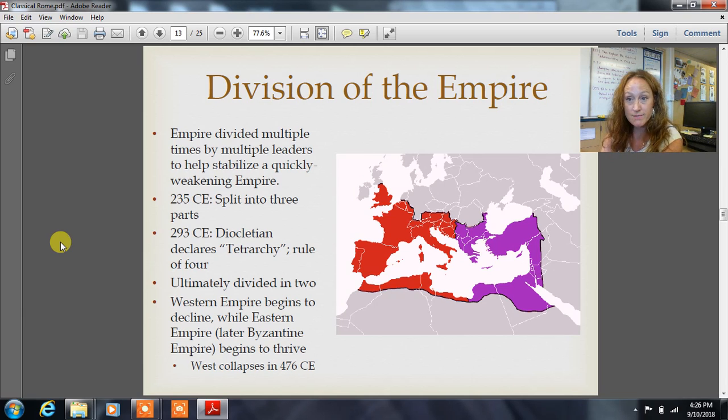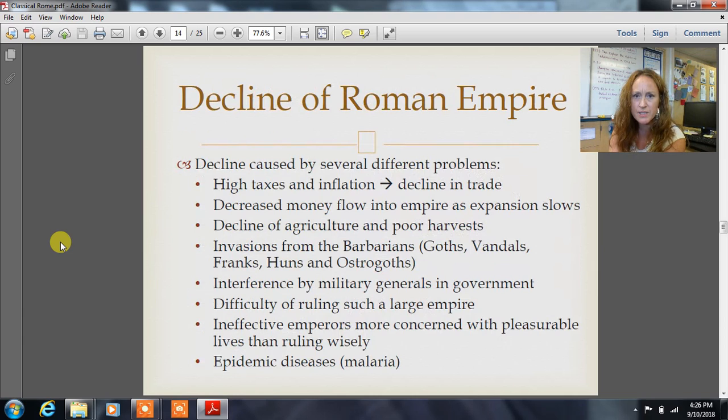Both will be Christian. The Catholic Church will continue to solidify itself in the West, and then you'll start to have Eastern Christian Orthodoxy practices take root in the East. And that's known as the Great Schism, and that schism really came down to differences in interpretation of Christian beliefs.